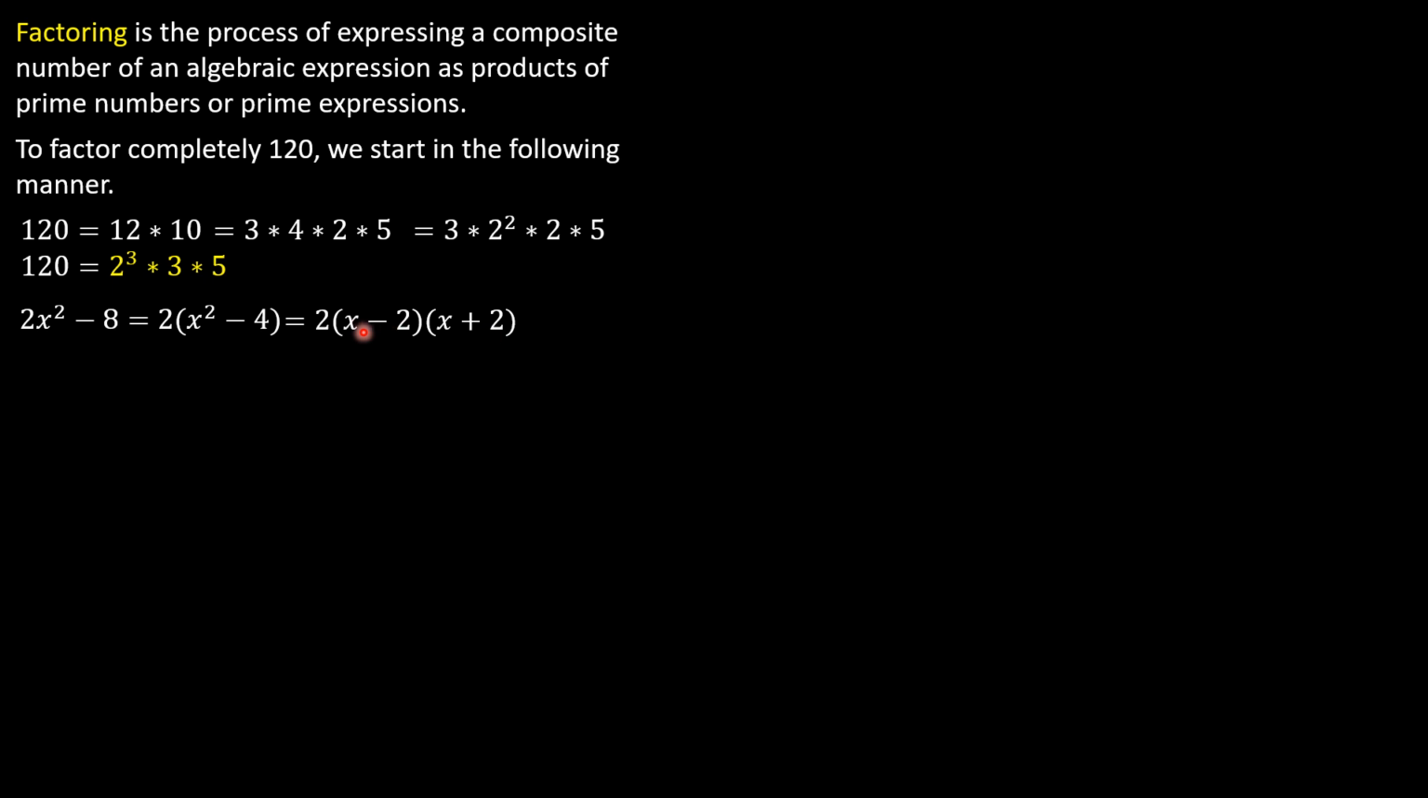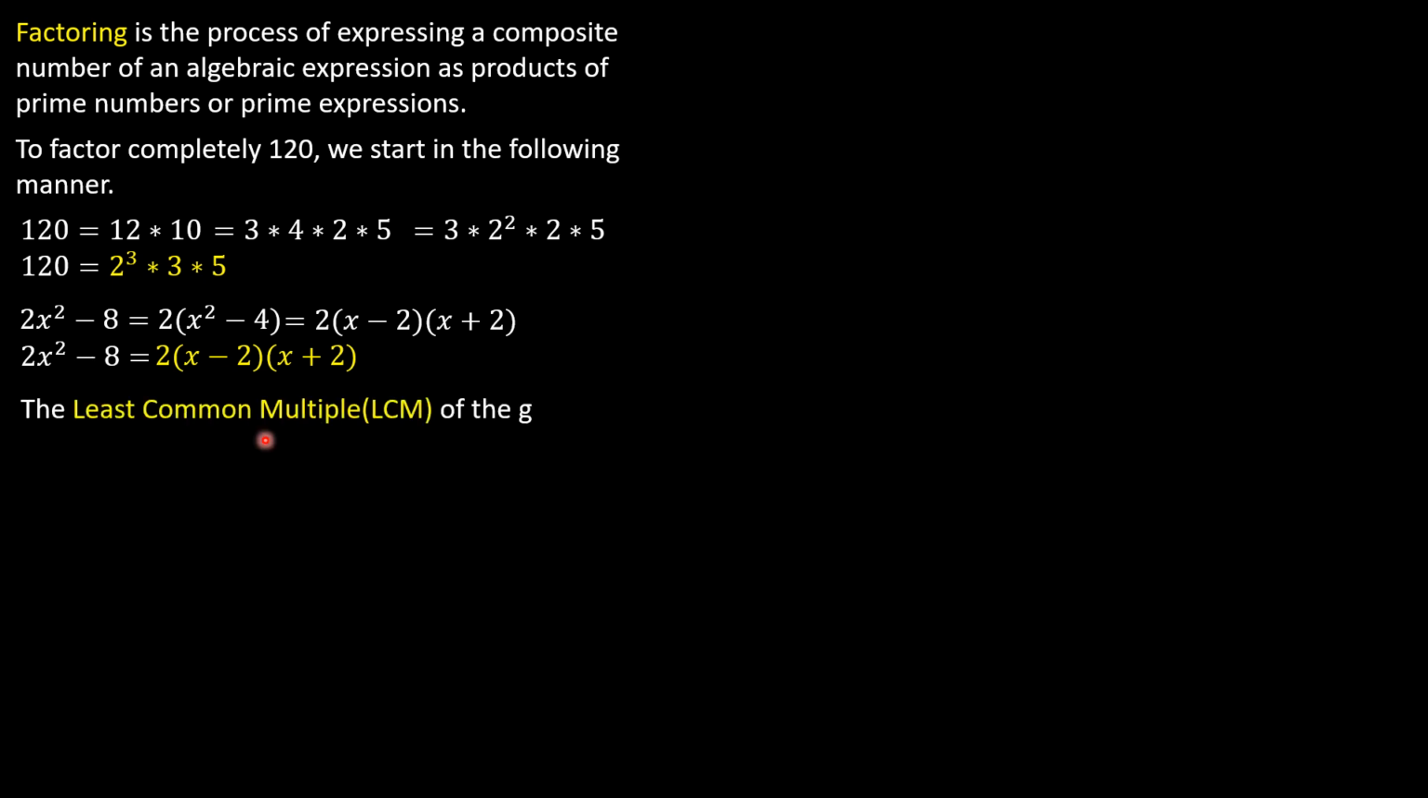So we can no longer factor this expression, and we say that this is relatively prime. Therefore, the complete factored form of the expression 2x squared minus 8 is 2 times quantity x minus 2 times x plus 2. So that's it, 2 times quantity x minus 2 times x plus 2.